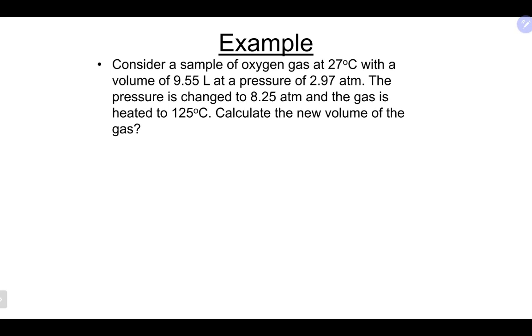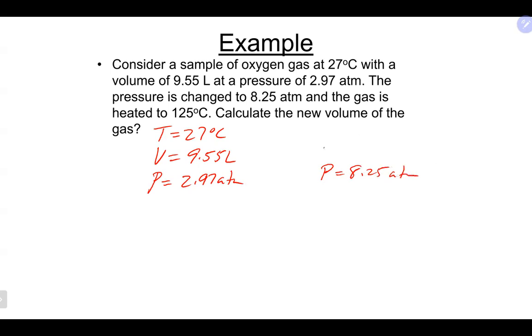Okay, let's see how we're doing. So once again, I'm still going to pull out the information here. I got a temperature that is 27 degrees Celsius. I have a volume that goes with that of 9.55 liters, and I have a pressure that goes with that of 2.97. I then have a new pressure of 8.25 atmospheres. I also then have a new temperature of 125 degrees Celsius and a volume that I'm looking for.